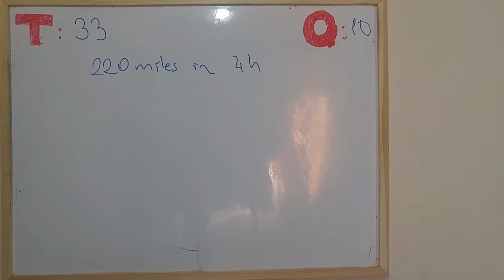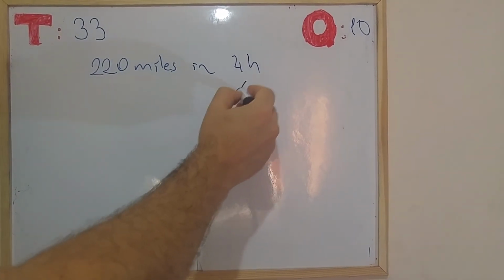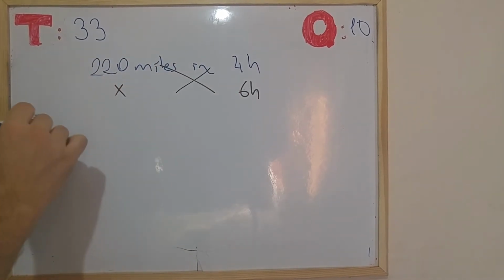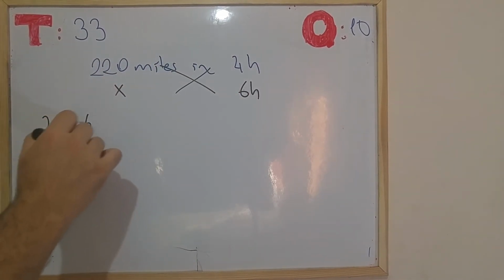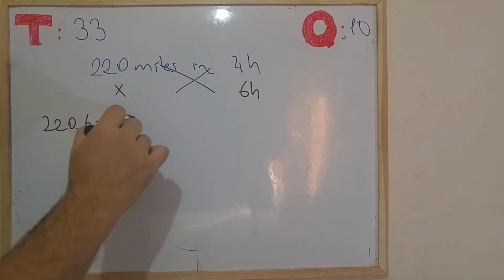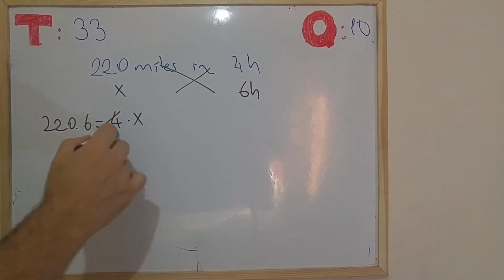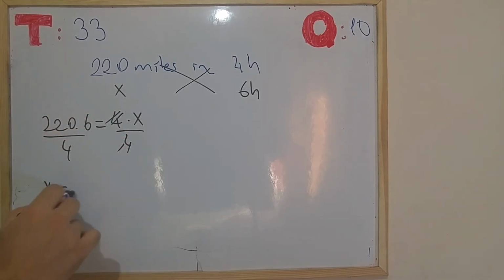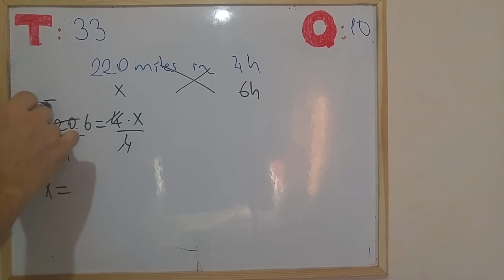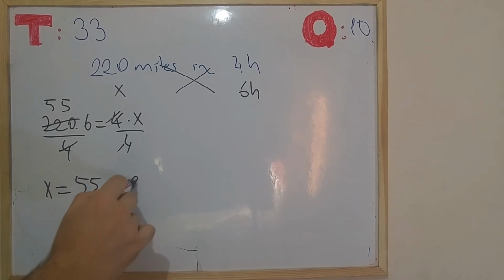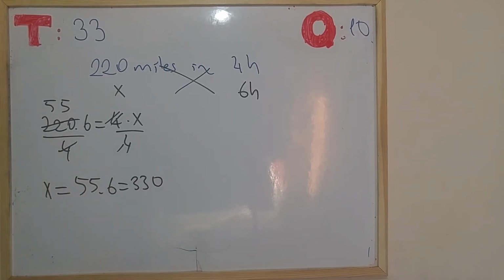220 miles in 4 hours, and how many miles will he go in 6 hours? Let's do the operation. 220 times 6 is equal to 4 times x. When I divide each side by 4, I'm going to have x alone, and when I divide 220 by 4, I'm going to have 55. 55 times 6 is equal to 330 miles.